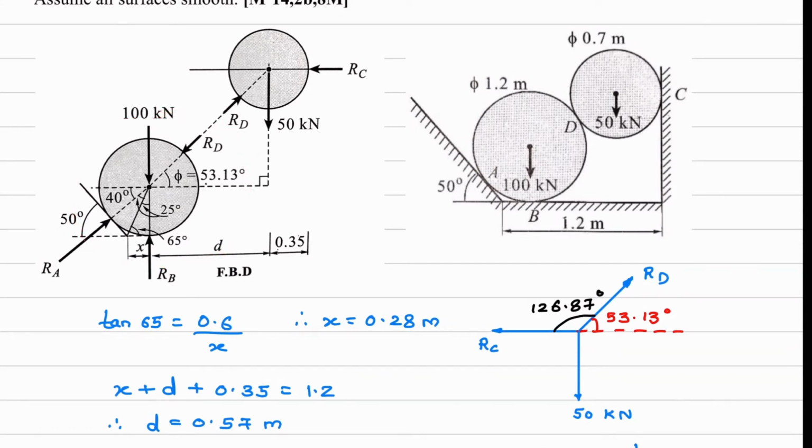So how many forces will be there in the FBD of the second cylinder? RD is there, 100 kilonewton is there, RA is there, and RB is there. Now, RD value we have already calculated, so that value is there. So we have RA and RB as unknown. So basically here there are four forces: RD, 100, then RA and RB. So we cannot use Lami's theorem.